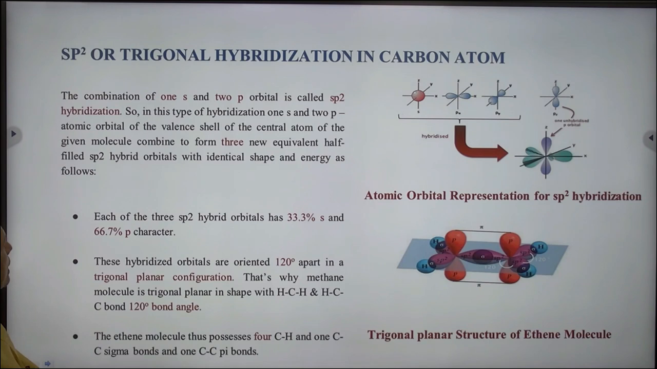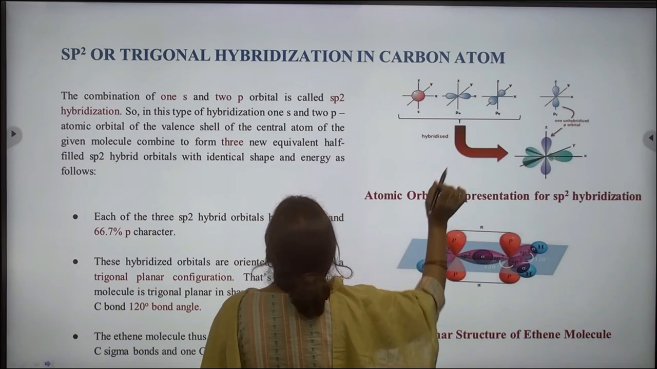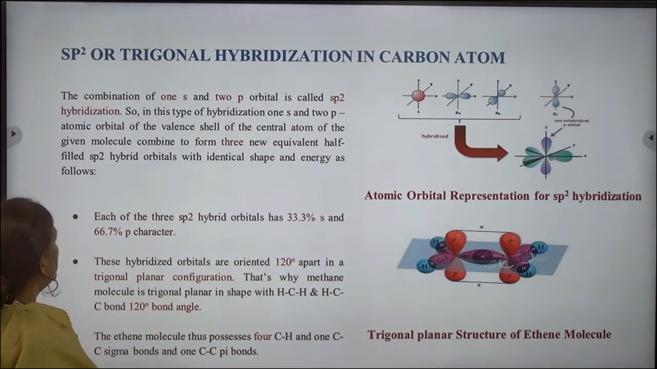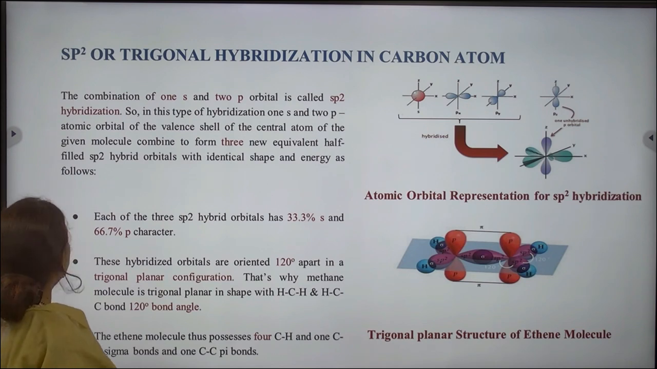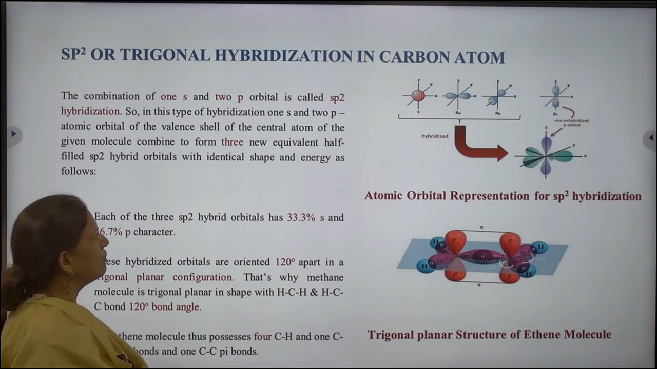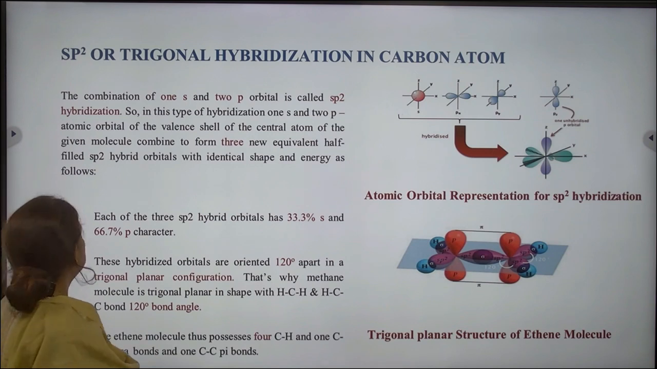sp2 or trigonal hybridization in carbon atom. The combination of one s and two p orbitals is called sp2 hybridization. So in this type of hybridization, one s and two p atomic orbitals of the valence shell of the central atom of the given molecule combine to form three new equivalent half-filled sp2 hybrid orbitals with identical shape and energy.